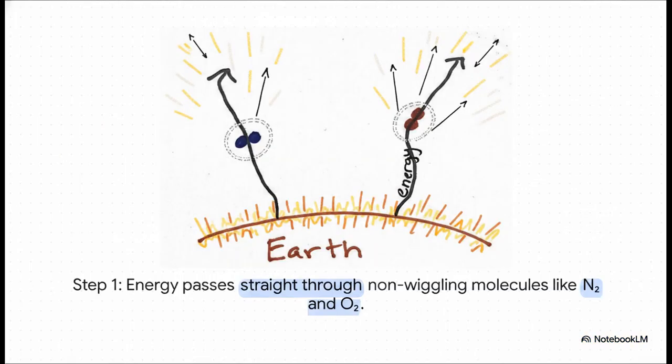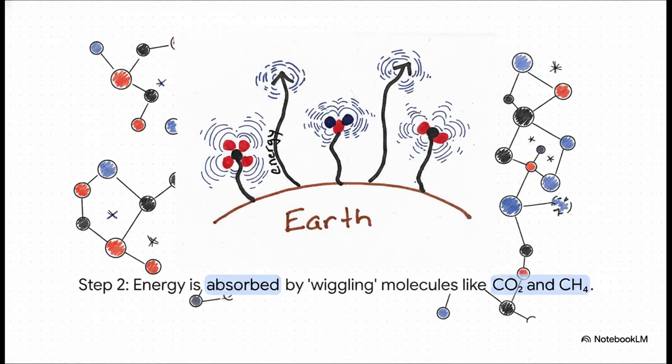Okay, step 1. Picture a little packet of heat energy rising up from the Earth's surface. It shoots up and runs into a nitrogen or oxygen molecule. But since we know those guys are rigid, the energy just passes straight through, continuing on its journey out to space. No drama, nothing happens. Now let's run that back.